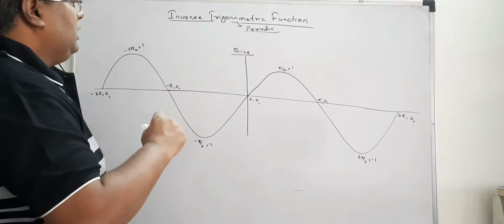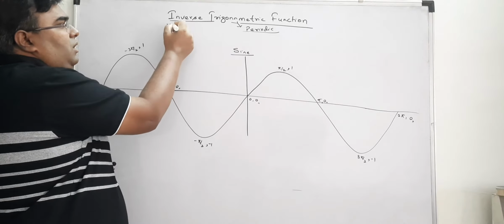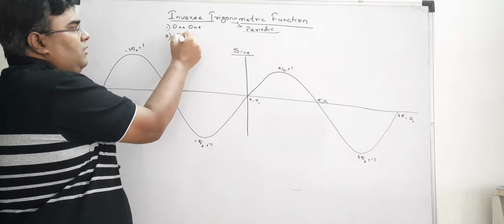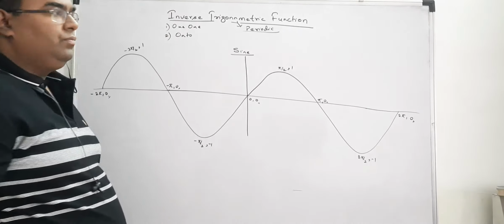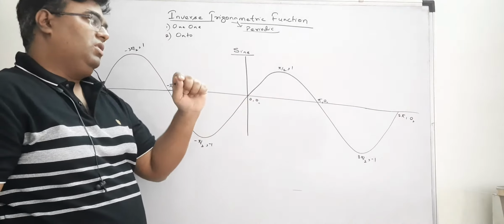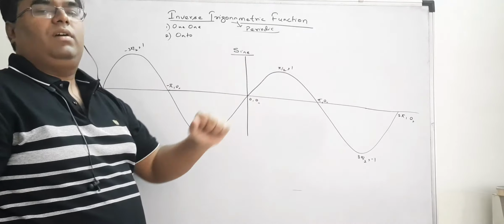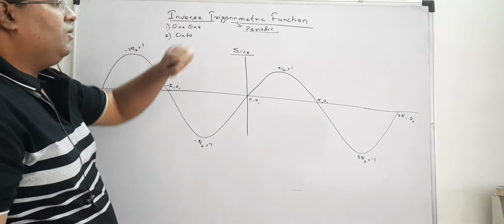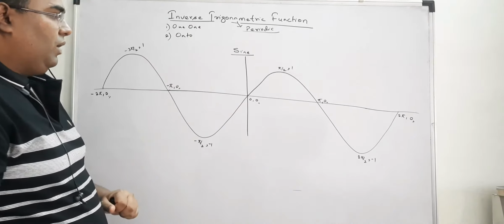We need two things for an inverse function. First is what? It should be 1-1, and second is onto. So clearly the sine function is not a 1-1 function. It is what? A many-one function. Now we have to make it 1-1 to get the inverse of a trigonometric function. So what will we do?